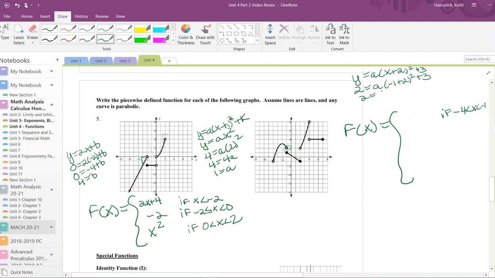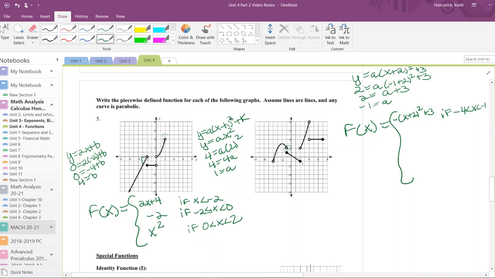So we get 2 equals, and here it's 1 squared is 1, so it's a plus 3. So negative 1 is equal to a. So this is negative x plus 2 squared plus 3.